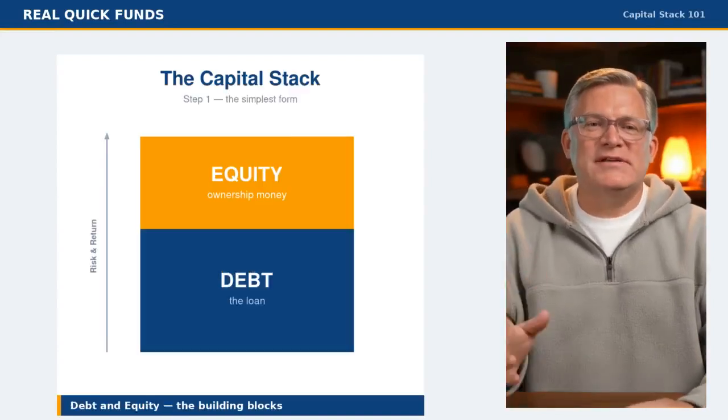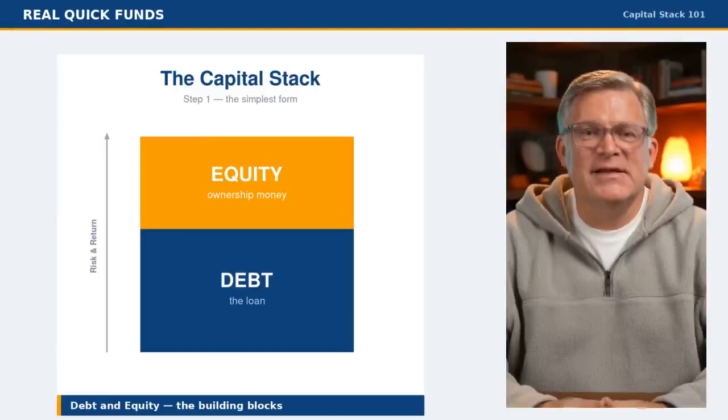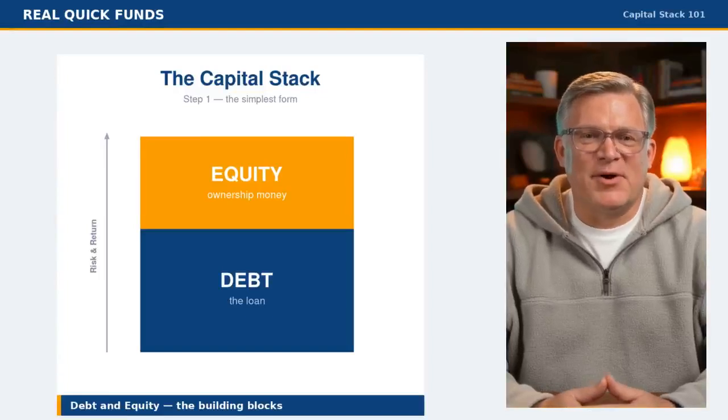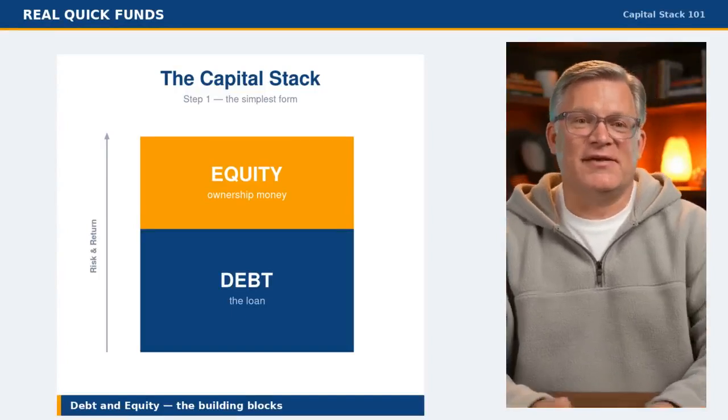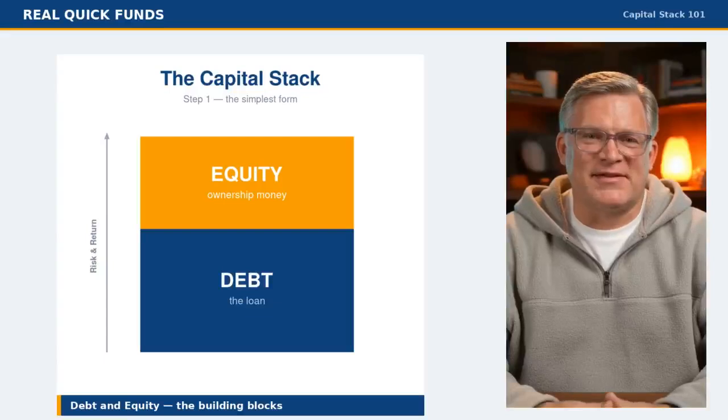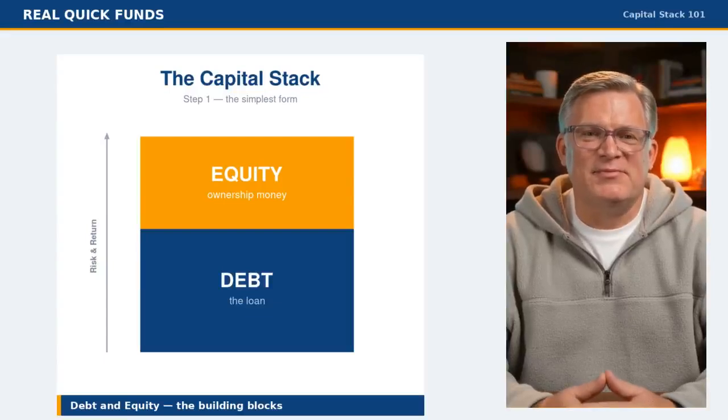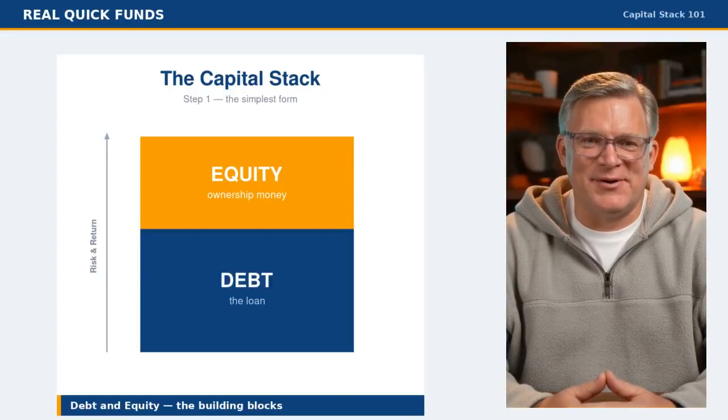At its core, every deal is funded by just two things: debt and equity. Debt is borrowed money, the loan. Equity is ownership money, yours or your investors'. Stack those two together and you've got the simplest capital stack there is. That's it. Money you borrow sitting on top of money you own.